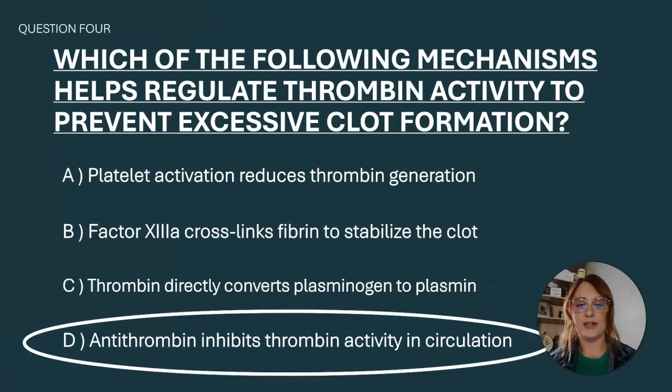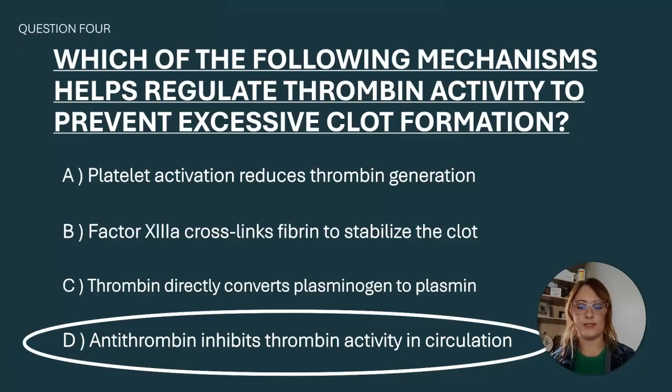The correct answer here is D, antithrombin inhibits thrombin activity in circulation. Antithrombin is responsible for regulating clot formation by neutralizing thrombin, therefore reducing the risk of thrombosis and maintaining hemostatic balance. Let's briefly look over why the other options are incorrect.